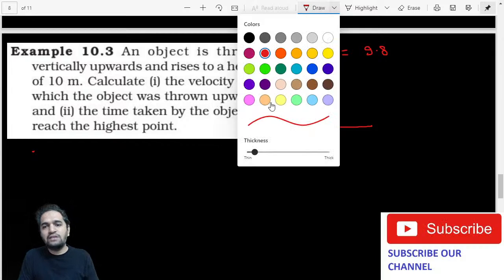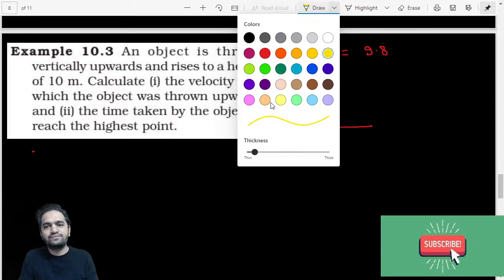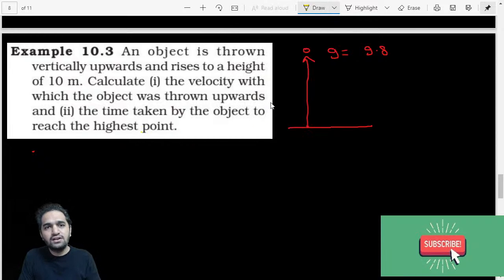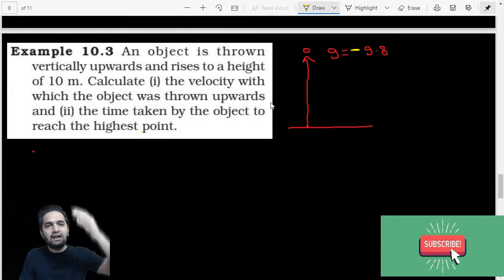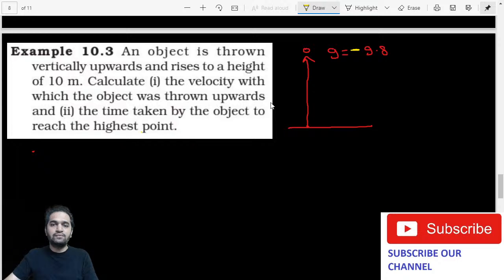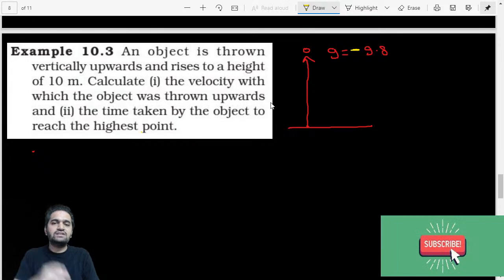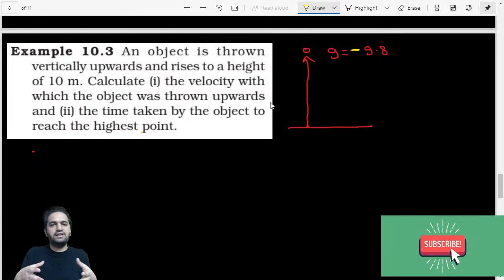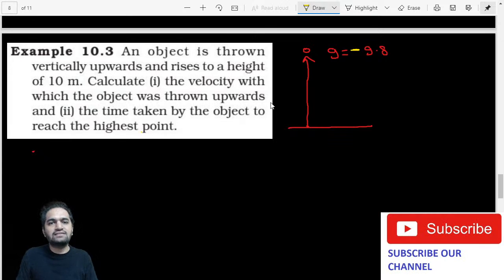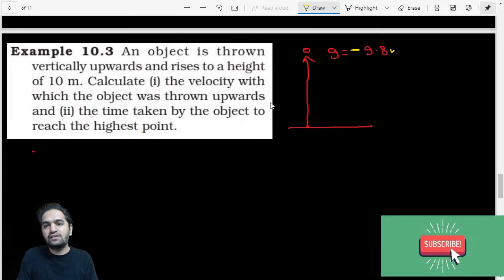But you have to tell me whether it is going to be positive or negative. Obviously, the value would be negative. Why? Because the gravitational force is downward and you are taking the object against gravity. You are taking the object up. The value of g is positive only if the object is falling. But if you are taking something up, then the value of acceleration due to gravity will be negative. So that is minus 9.8 meter per second square.